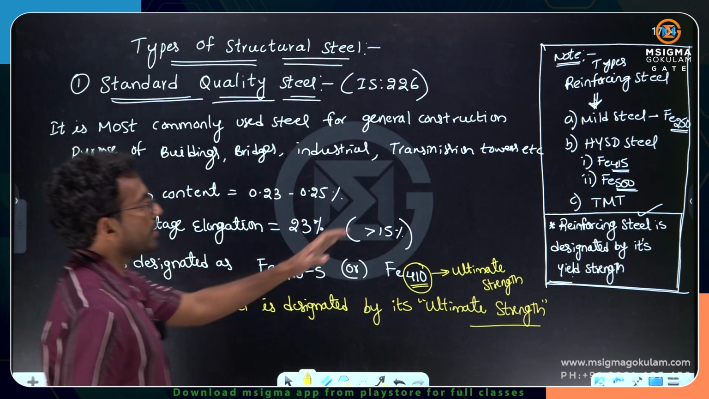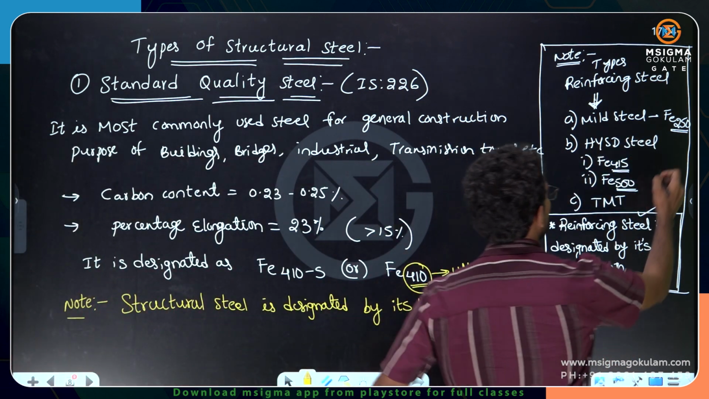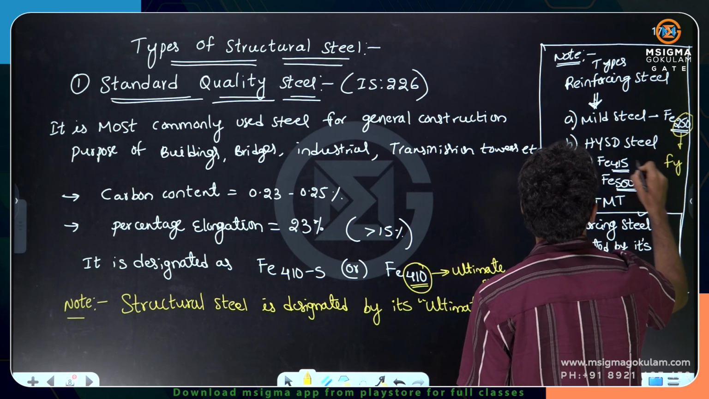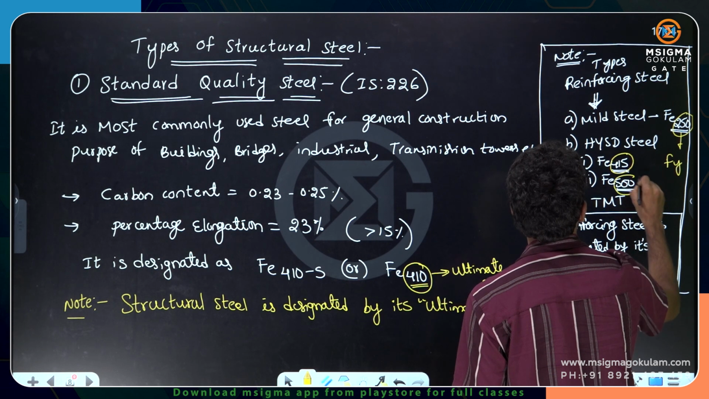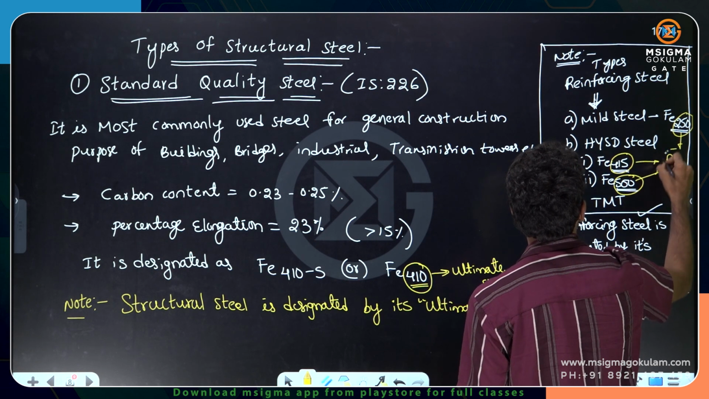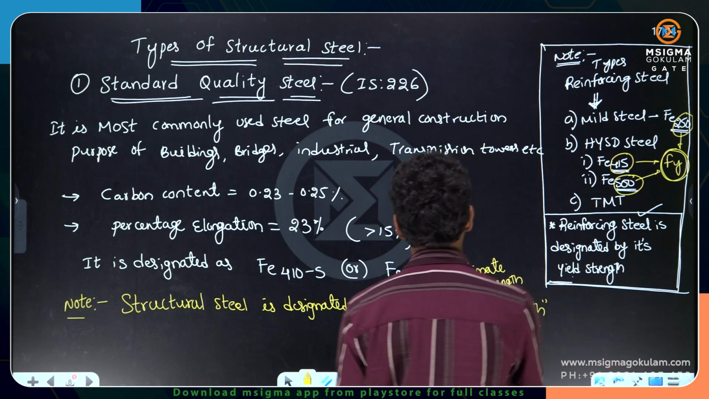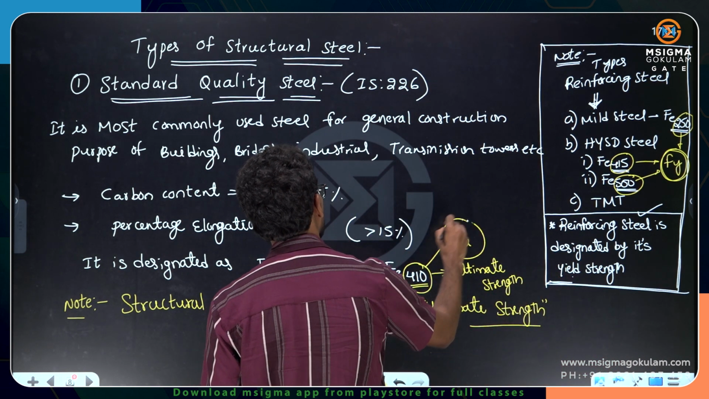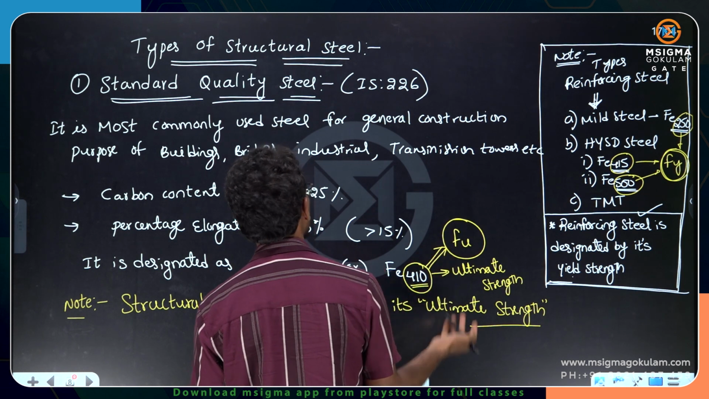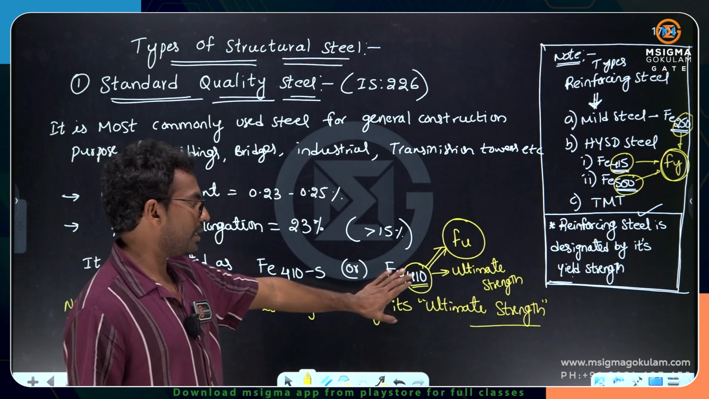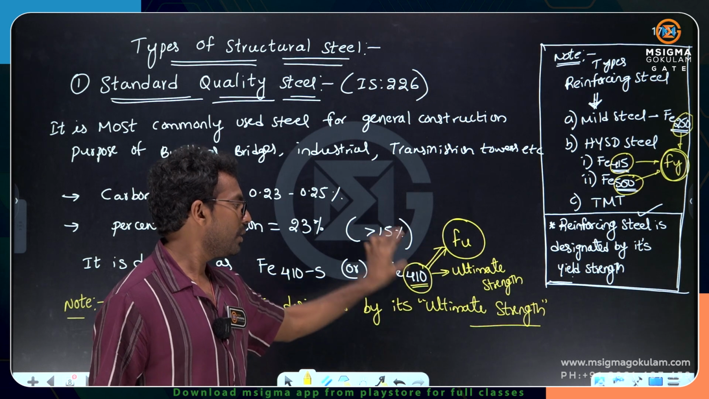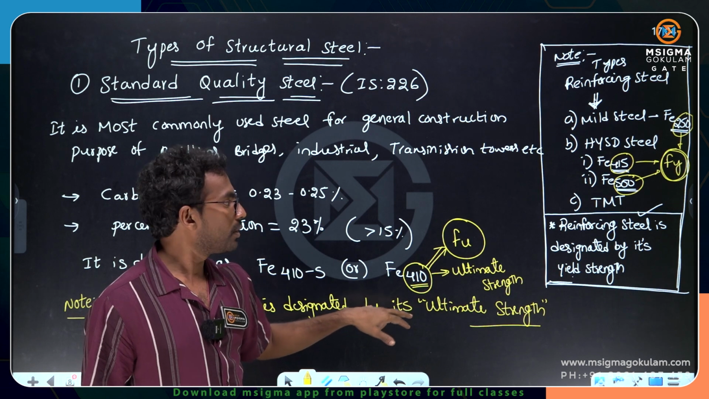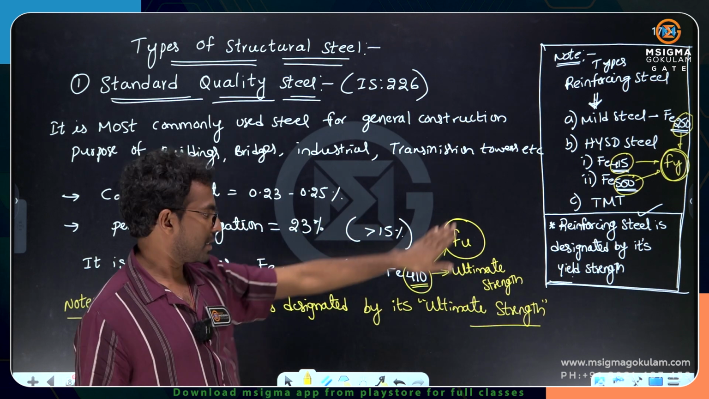Whereas reinforcing steel is designated with the yield strength. All these numbers are the yield strength. So reinforcing steels are designated with the yield strength. Please remember this. But structural steel is designated with the ultimate strength, fu. Then you may ask the question, sir, how do we find the yield strength for structural steel? Fe410 is the standard quality steel. Ultimate strength is 410 megapascal. Here also the unit is megapascal.